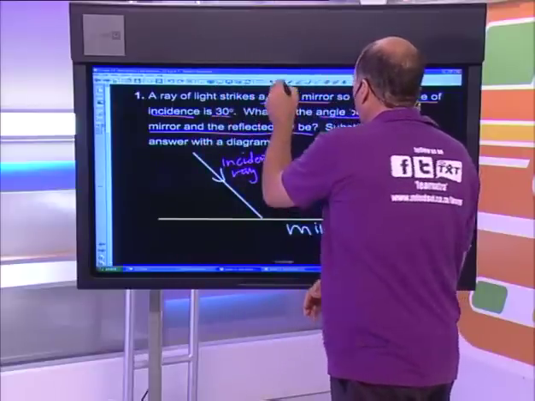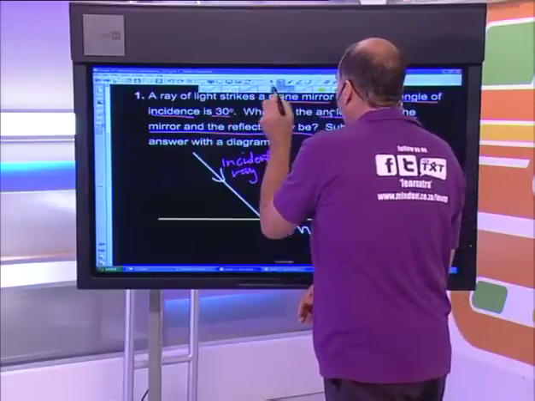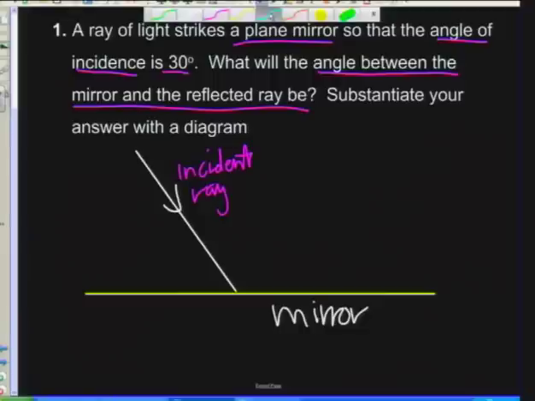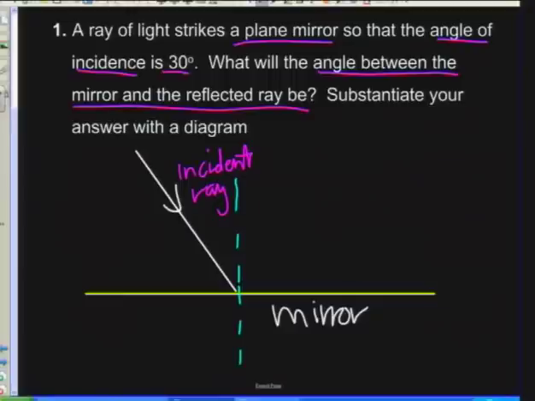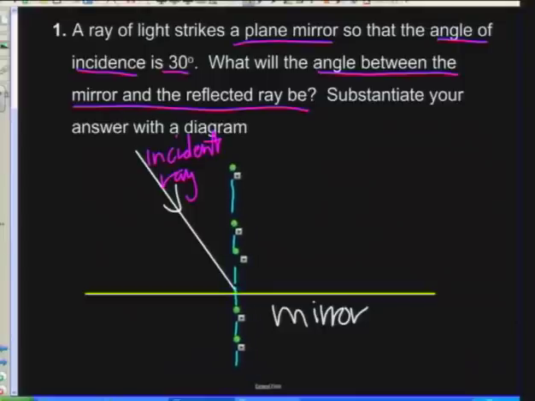Next thing, we need to draw in our normal. Remember, the normal is the line that is at 90 degrees to the mirror's surface. And it is always drawn at 90 degrees, and it strikes at the point of incidence. So we're going to just move it over there. That's the incident ray. I want to just move this one over just a little bit so it is in line at the intersection of the incident ray and the mirror.